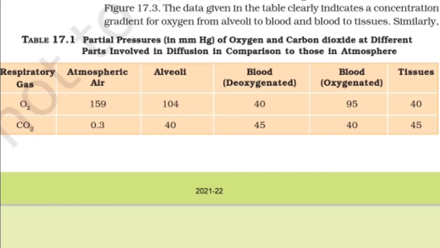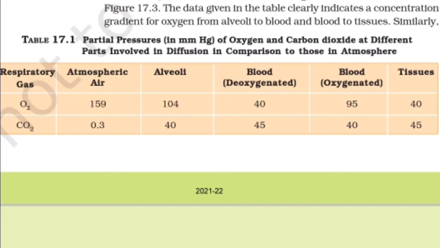O2: 159 in atmospheric air, 104 in alveoli, 40 in deoxygenated blood, 95 in oxygenated blood, and 40 in tissues. CO2: 0.3 in atmospheric air, 40 in alveoli, 45 in deoxygenated blood, 40 in oxygenated blood, and 45 in tissues.